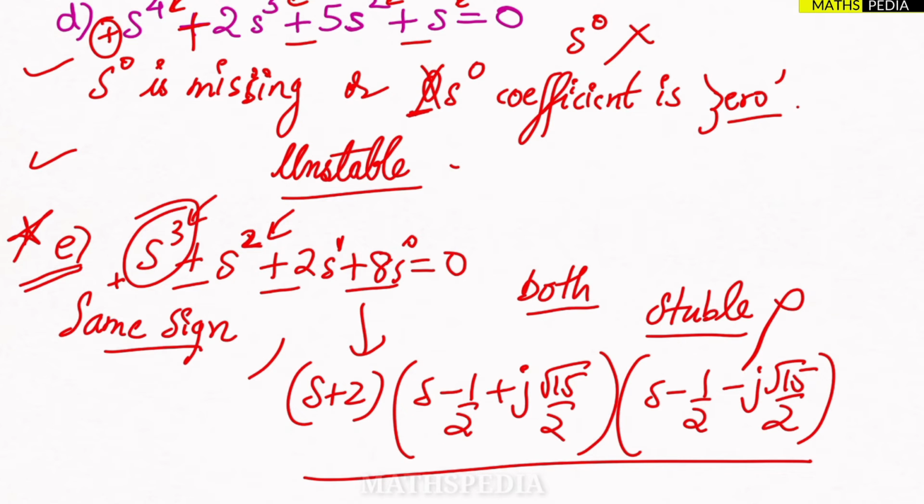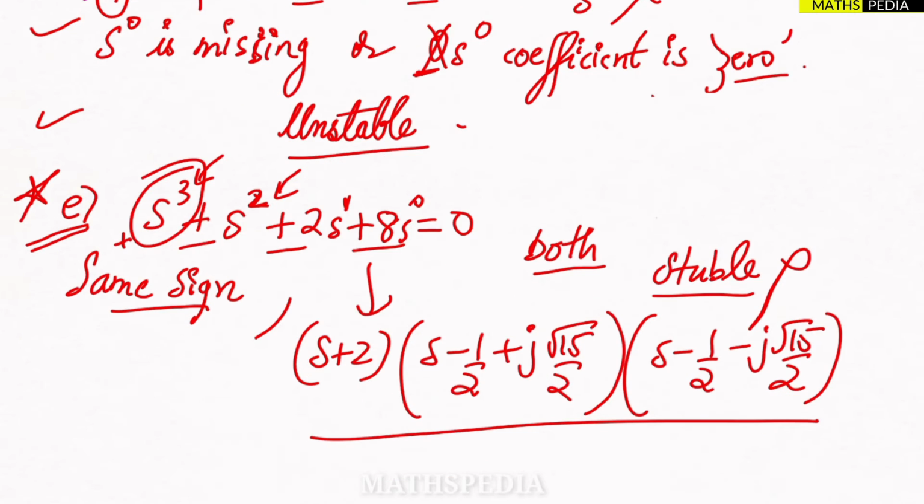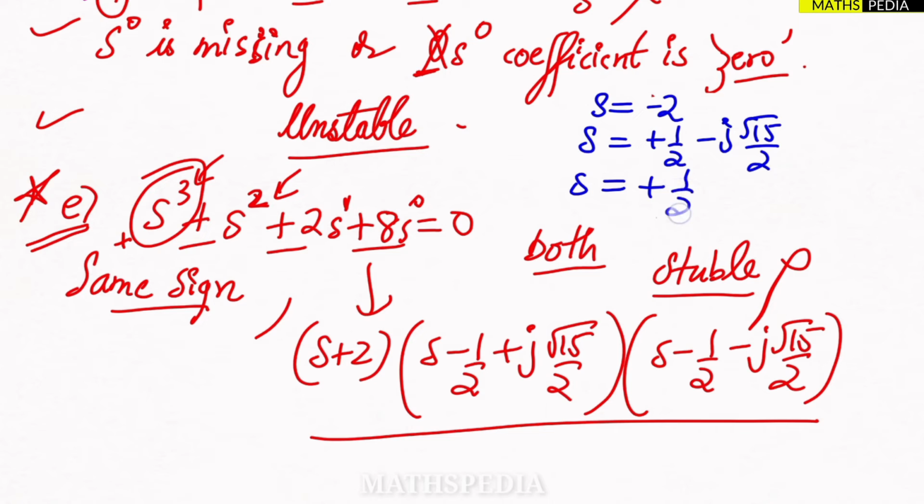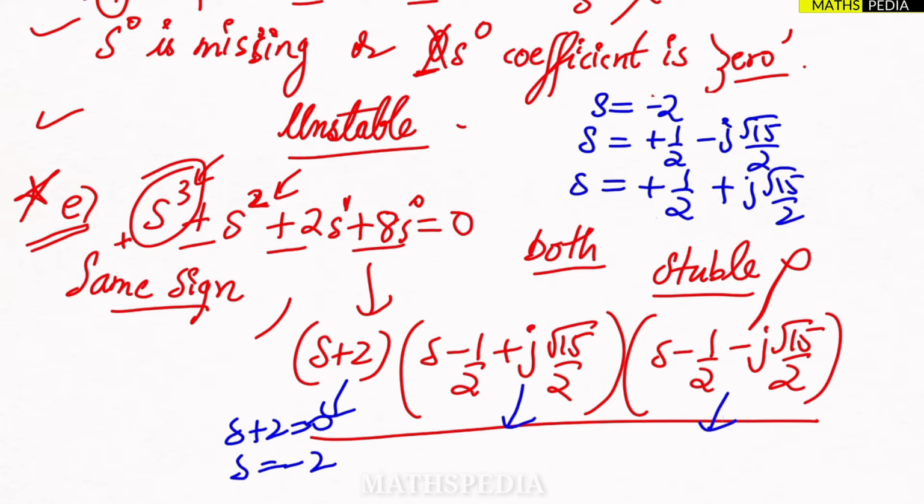Now when I write these s values, what you are trying to understand is this. When I write s equal to minus 2, then s equal to plus 1 by 2 minus j root 15 by 2, and s equal to plus 1 by 2 plus j root 15 by 2. Just take each factor and equate it to 0. So s plus 2 equals 0, that's why s is equal to minus 2. The other factors also equal to 0, you put, and the sign will change. Minus will become plus, plus will become minus.